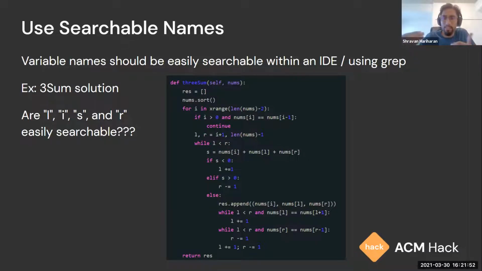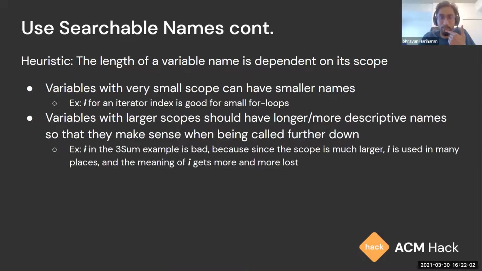since the code is quite large, the meaning of i starts to become more and more muddled. You have to remember, oh, what does i mean? What is the intention of i? Whereas with a more descriptive variable name at a higher scope, you won't forget what that variable is supposed to do, right? So that's why I generally follow this heuristic with variable name length.